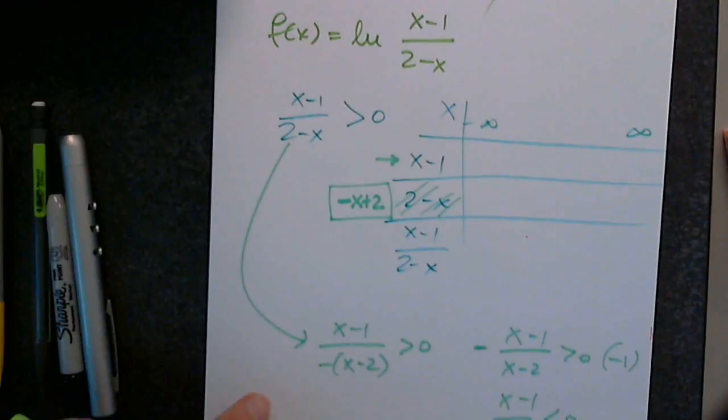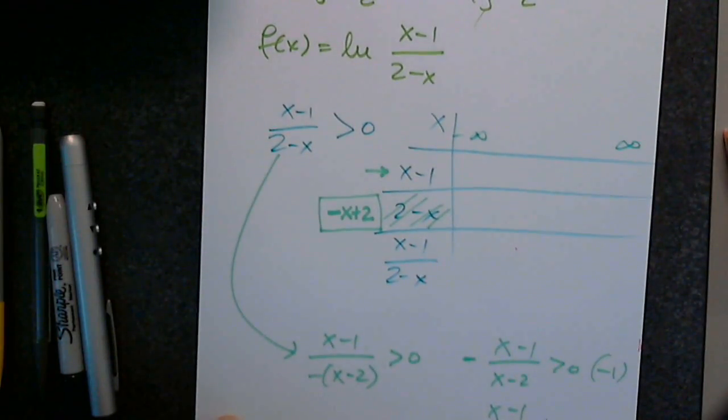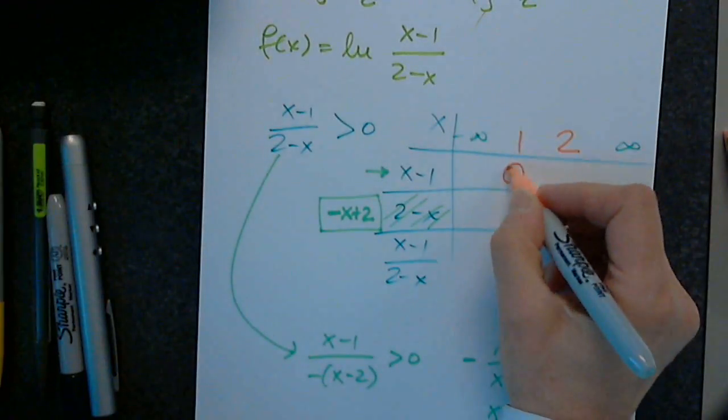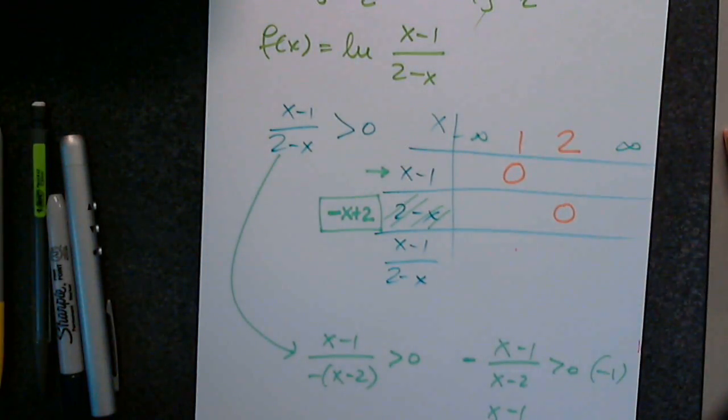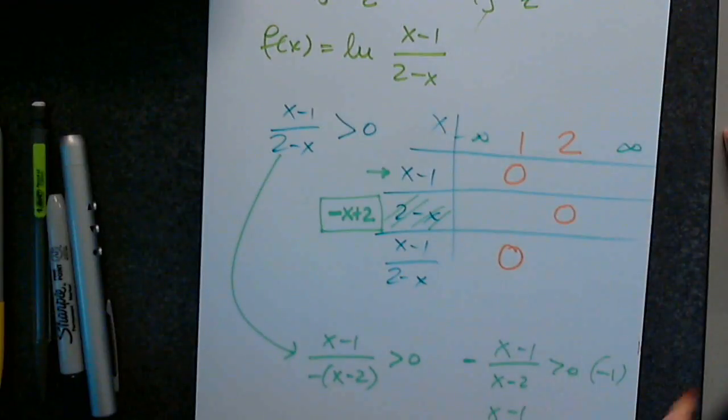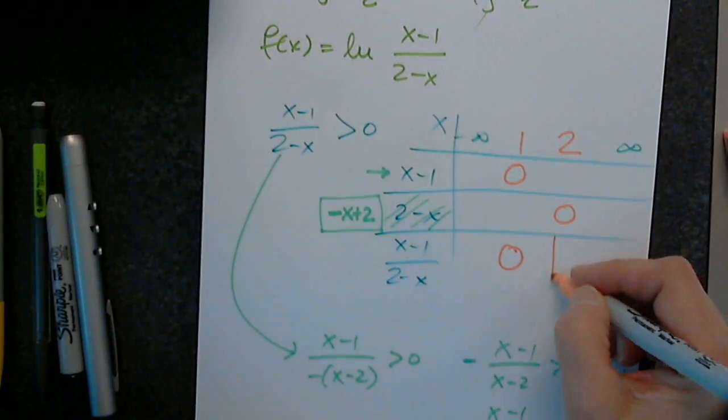So what numbers go in the chart? 1. Exactly. So 0 and 0. What happens to the ratio under 1? 0. Very good. What happens to the ratio under 2? Undefined. Thank you very much.